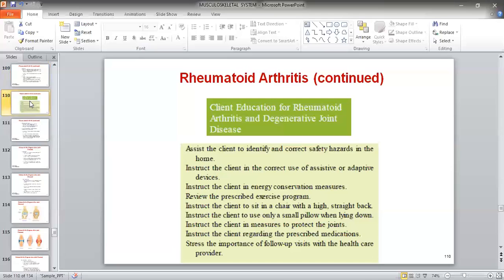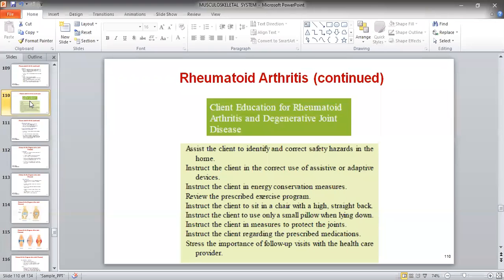So client education for rheumatoid arthritis and other degenerative joint disease. It is important. I'm going to read with you. Assist the client to identify and correct safety hazards in the home. So if you identify something dangerous, we have to remove it. Instruct the client in the correct use of assistive devices. So any helping device or immobilizing device is very important in nursing care.